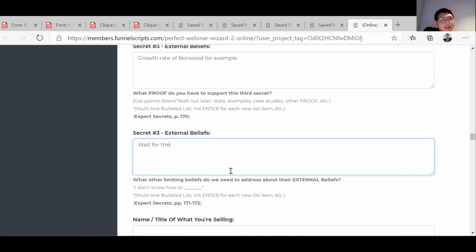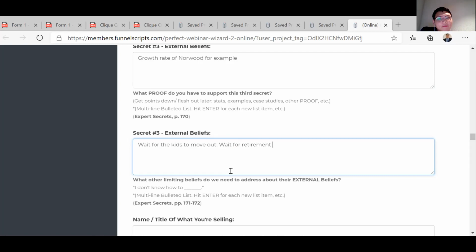That's another one, or finish the school. Because a lot of people believe they have to wait for the kids to finish HSC, finish school. Then another one could be, people want to retire, they have to wait for like age 65, or wait for retirement age.